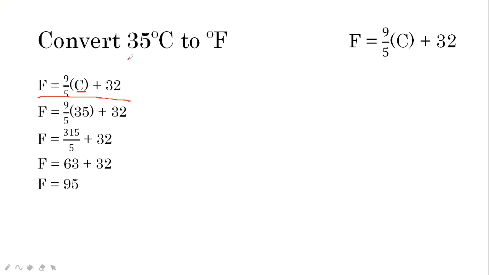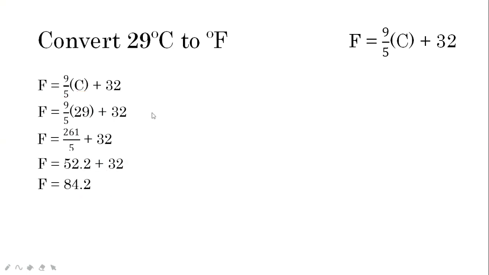So, let us substitute C, which is 35. Next is 9 times 35, that is 315 over 5. Copy mo lang ulit yung denominator, plus 32. And then, next is 315 divided by 5, that is 63 plus 32, and that is 95 degrees Fahrenheit. Ang 35 degrees Celsius is 95 degrees Fahrenheit. Okay?